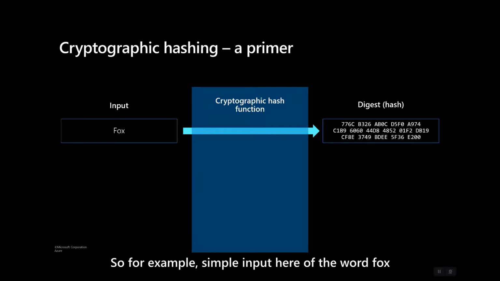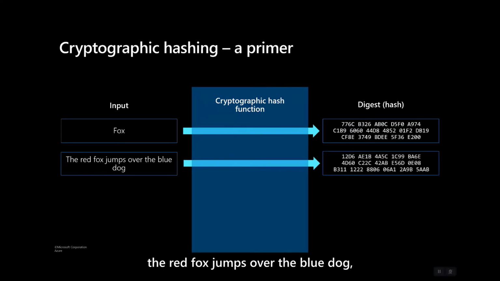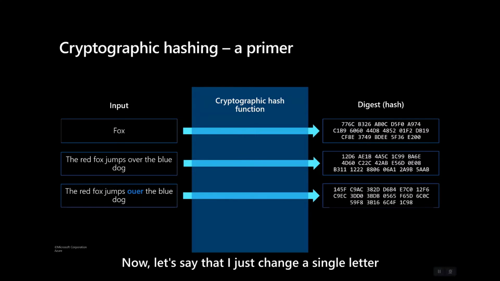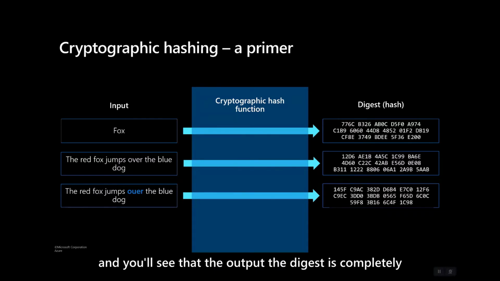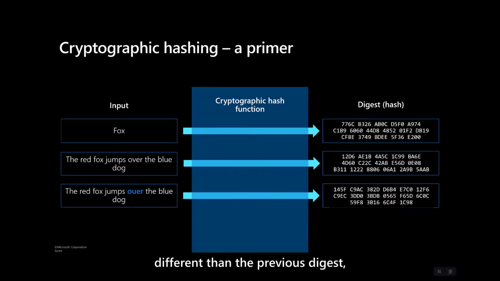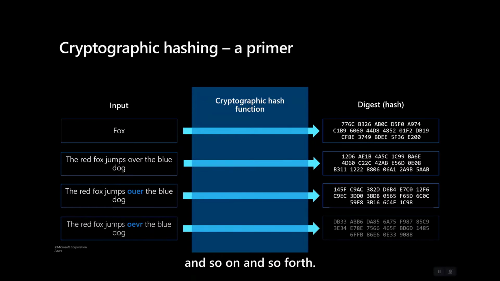So for example, simple input here of the word fox produces a fixed length digest. If I increase the size of that input, the red fox jumps over the blue dog, the digest, the hash itself, is the same fixed size, but as you can see is completely different than the original input of fox. Now let's say that I just change a single letter in the sentence here, in this case the V over to a U, and you'll see that the output, the digest, is completely different than the previous digest, and so on and so forth.